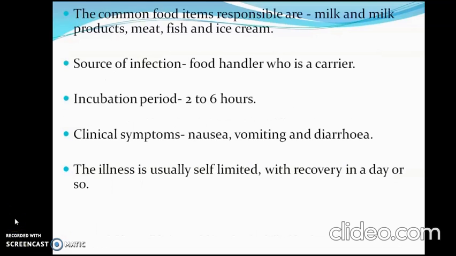The common food items responsible for these intoxications are milk and milk products, meat, fish, and ice cream. And the source of infection is the food handler, who will be a carrier. And the incubation period for the intoxication is 2 to 6 hours. And the clinical symptoms of food poisoning include nausea, vomiting, and diarrhea. The illness is usually self-limited with recovery in a day or so.